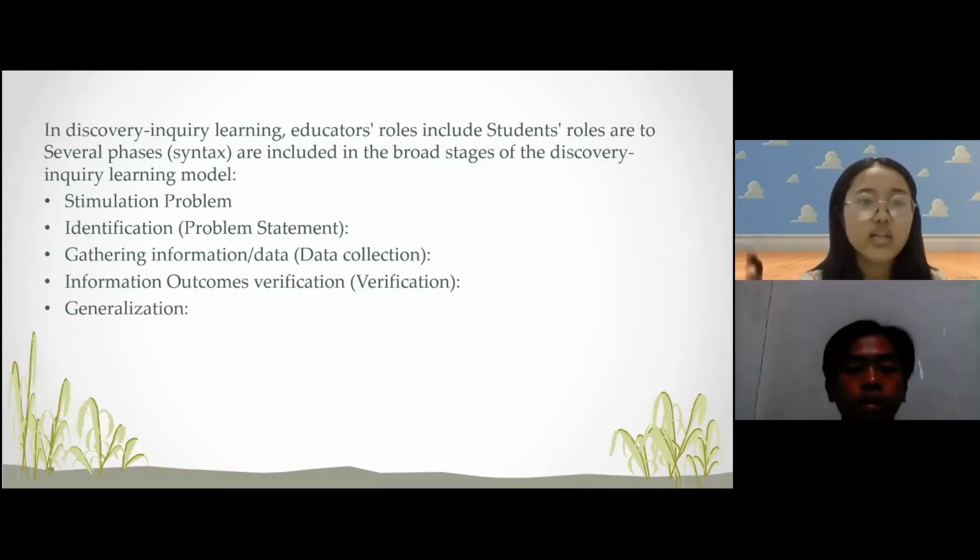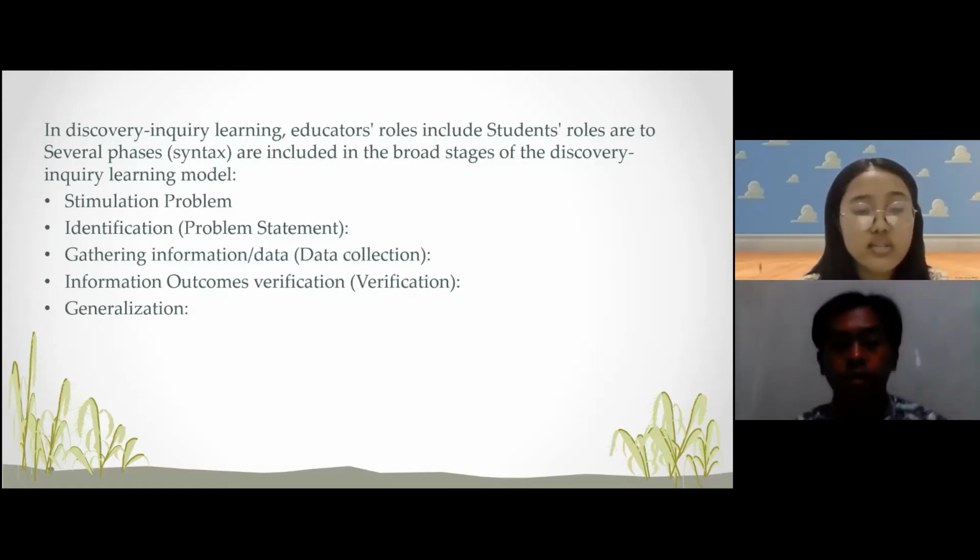In discovery inquiry learning, the students' roles include several phases or syntax that are included in the broad stages of the discovery inquiry learning model. The first one is stimulation problem. The stimulation indicators identify the available content from various learning sources in accordance with the material being studied, and students formulate several questions related to the contents, and students need to solve their own problems at this stage.